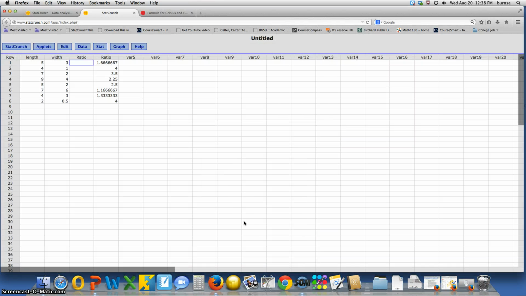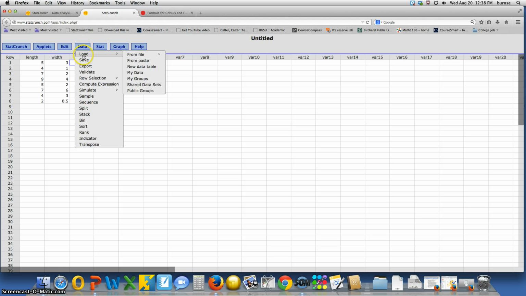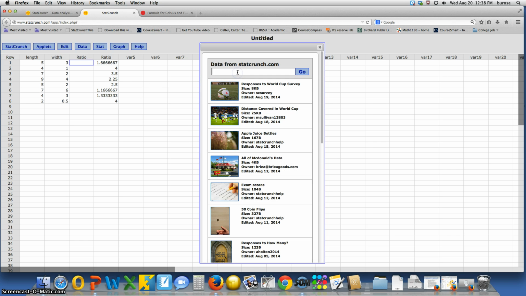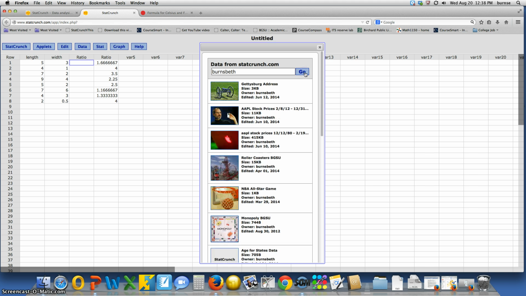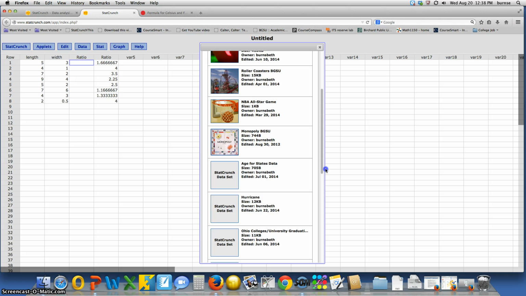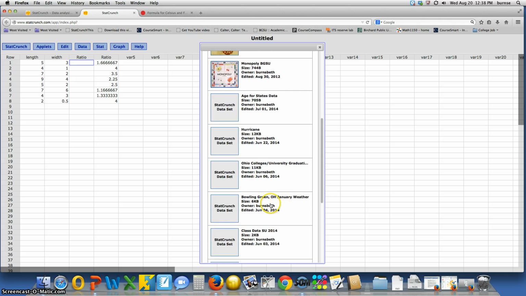Okay, so I'm going to load the weather data. So first I'm going to go to Data, and we're going to load from Shared Data Sets. And if you just type in Burns Beth here, all of the data sets that I have shared will show up. And if you scroll down, you'll see the one for Bowling Green weather.